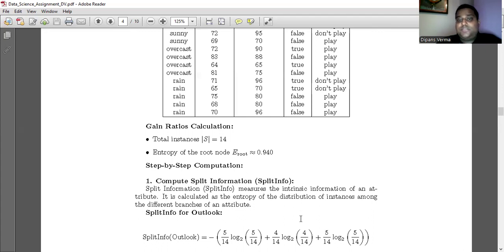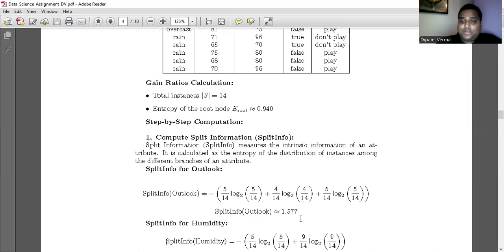So what is the split information? Basically it measures the intrinsic information of an attribute, right? How will it be calculated? We will calculate the entropy of the distribution, taking all the instances among the different branches of an attribute, and sum it. I will show you by the calculation. For split information of outlook, we take this for Sunny, this for overcast, and this for rain, right? After that, you get the split info, that is 1.77, right?